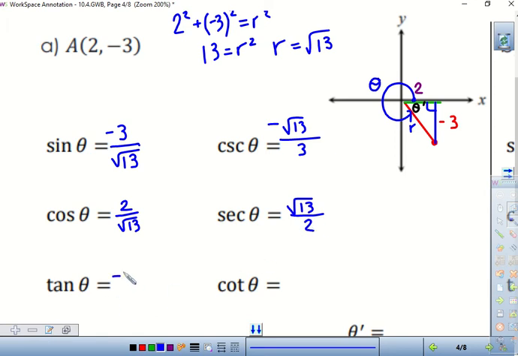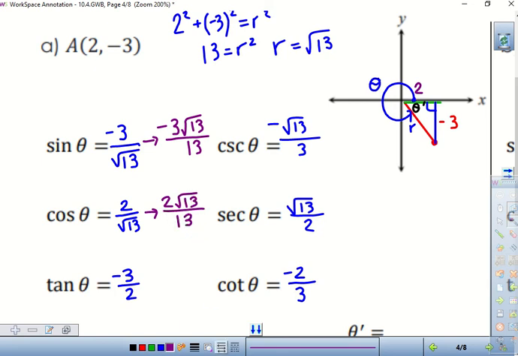And then tangent is opposite over adjacent. Cotangent is adjacent over opposite. Now, if you have a negative in the fraction, you just bring it up to the top. Now, like you two mentioned, we do need to rationalize this because there's a radical in the denominator, which gives me negative 3 radical 13 over 13. And this one just gives me 2 radical 13 over 13. So I just did the rationalization process.